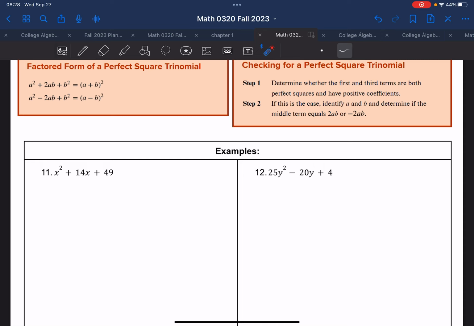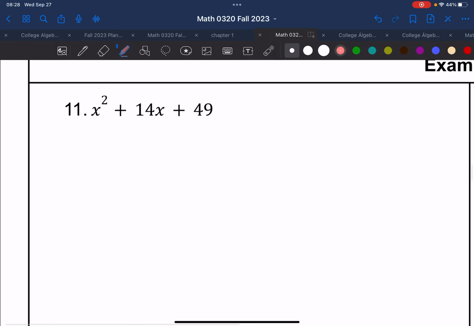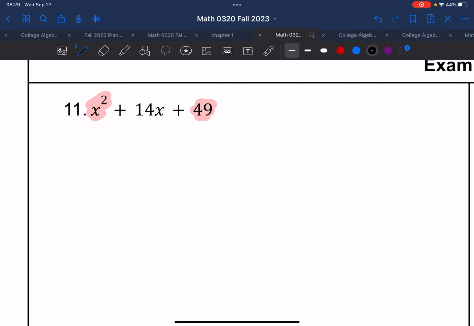So first, looking at our first two terms. In number 11, we have x squared and 49. Our first thing is to check, are they both positive? Yes, both positive. Are they both perfect squares? Yes. So if we take the square root of x squared, we get x. And if we take the square root of 49, we get 7. So that's our first step.